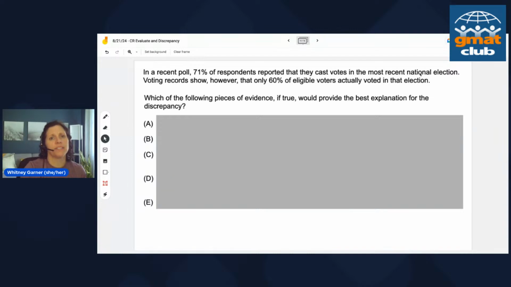So what's the surprise here? 70-ish% of people, right, 71% of respondents to this poll said that they were going to cast votes, that they did. They said that they did it. They're like, oh yeah, we voted. However, when we actually look at voting records, it's only 60%.